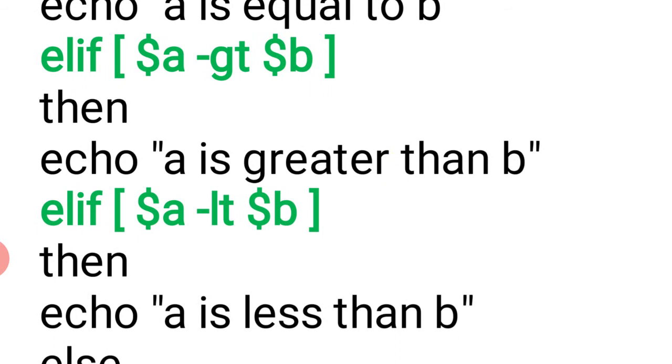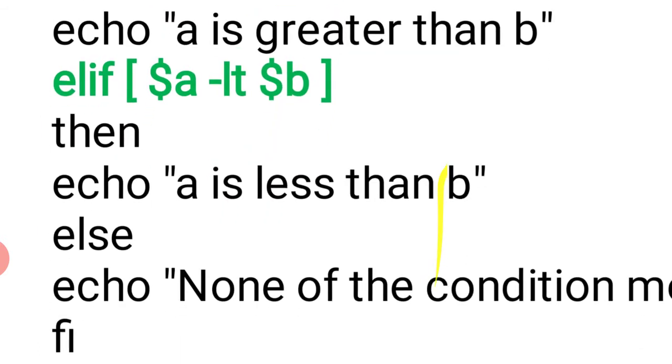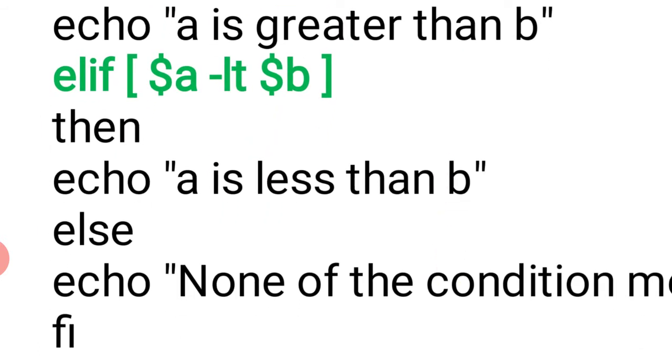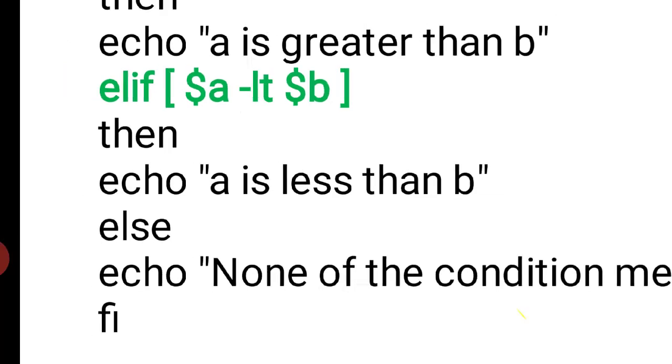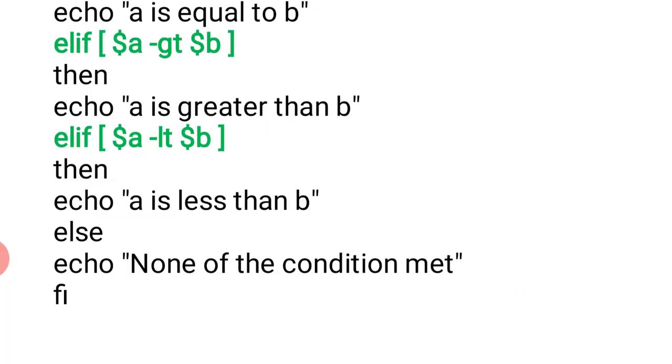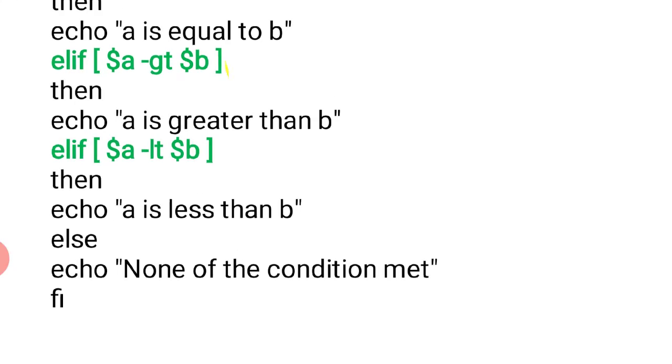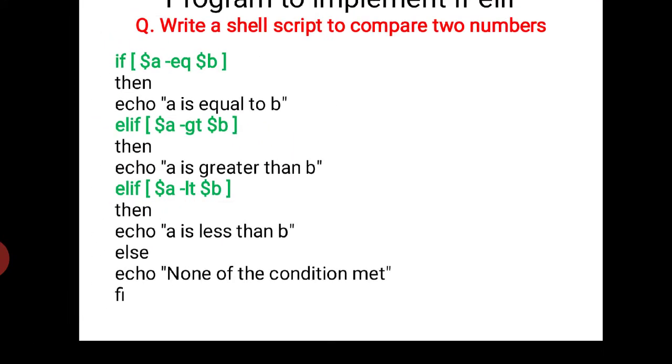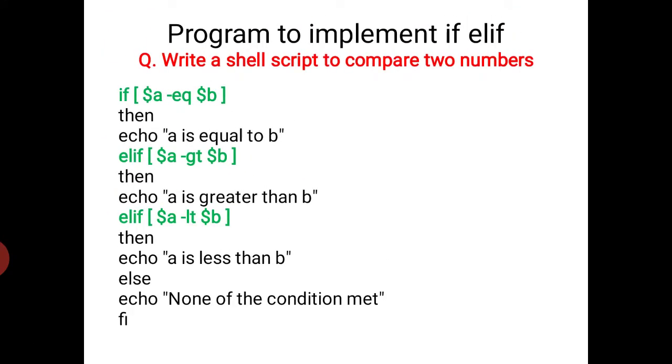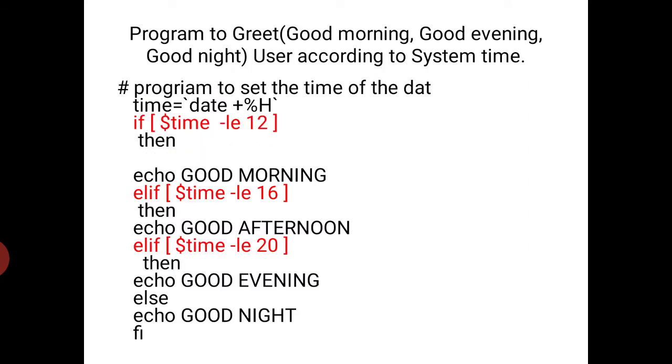Else if A is less than B, then display A is less than B, and else, I think this condition will not occur here if both are numerical numbers. None of the conditions met, and this if is closed by fi. So write this program also in your file.